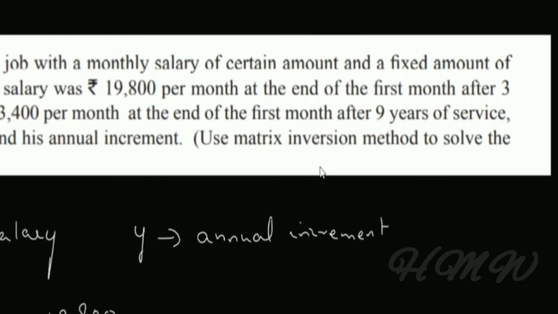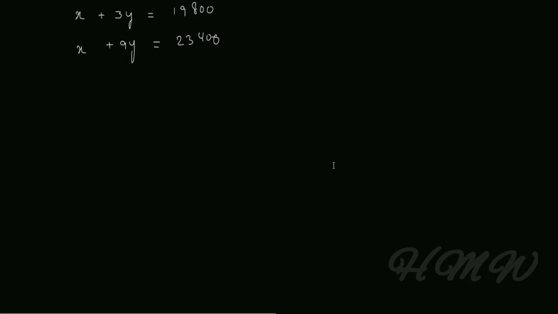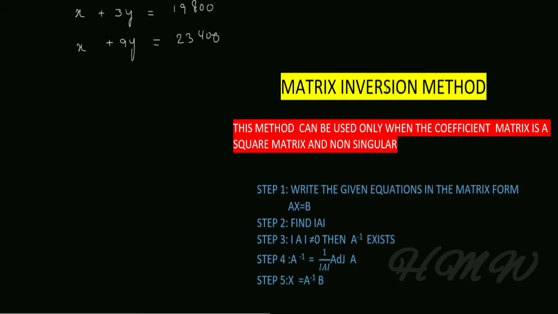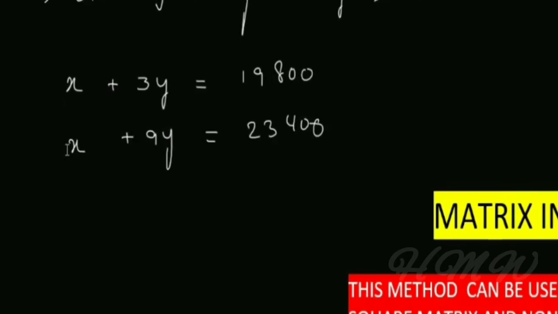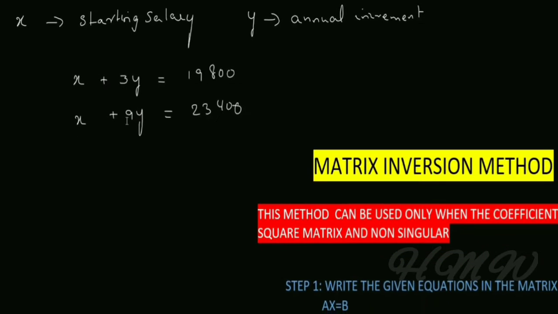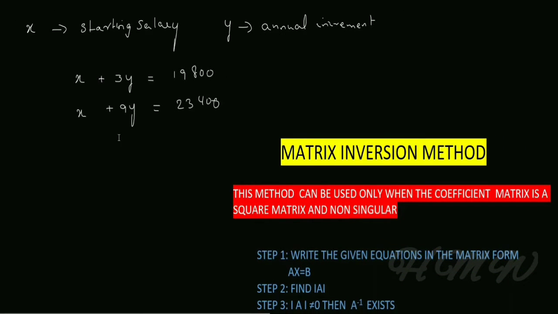Now we have to solve this using the matrix inversion method. It is very clearly given. What is the matrix inversion method? We have learned this method. You can use it only when the coefficient matrix is a square matrix. Shall we check that? What is the coefficient matrix? 1, 3, 1, 9. It is a square matrix, a 2 by 2 matrix. And it should be non-singular. How do you check whether it's non-singular? You find the determinant of the coefficient matrix. If it is not equal to 0, then it is non-singular.